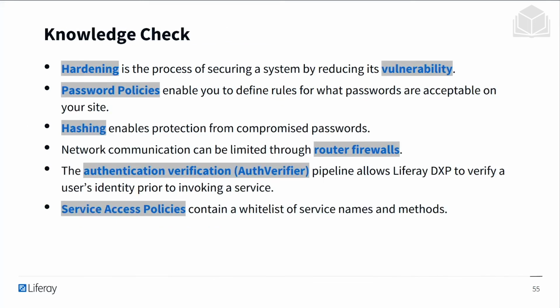So, knowledge check. Hardening is a process of securing a system by reducing its vulnerability. You have password policies, and these enable you to define rules for what passwords are acceptable on your site. Hashing enables protection from compromised passwords. Network communication can be limited through router firewalls. The authentication verification, auth verifier pipeline, allows Liferay DXP to verify a user's identity prior to invoking a service. And service access policies contain a whitelist of service names and methods.